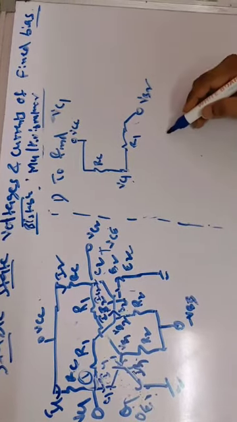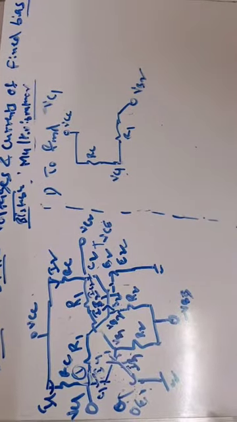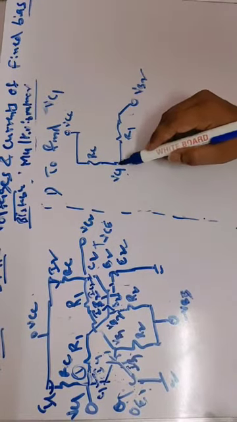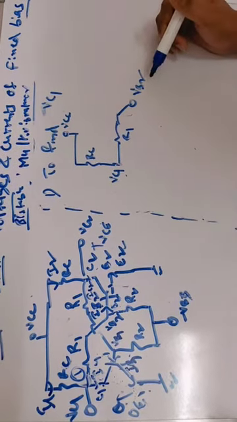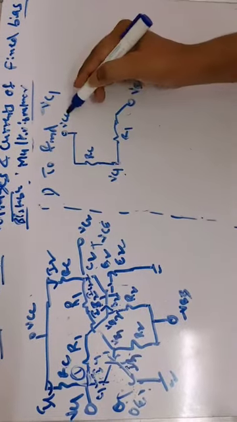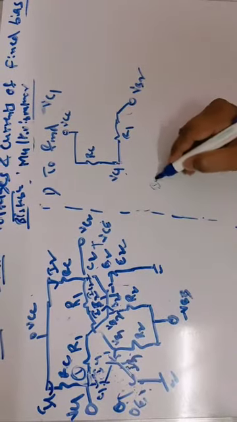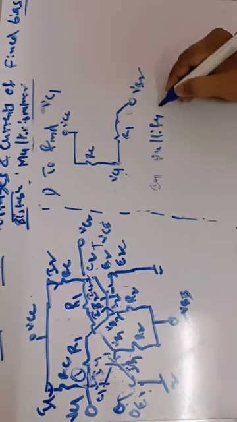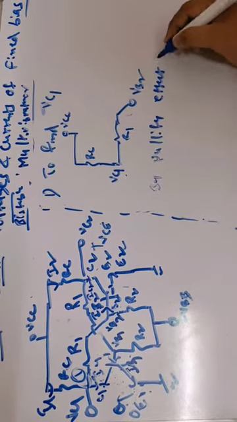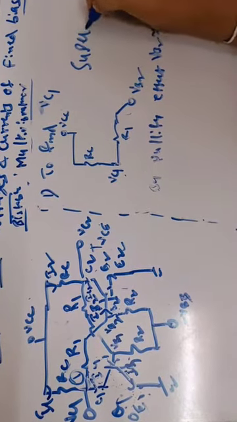So we can apply the superposition principle here. What is the superposition principle? The total response at a particular point is equal to the sum of individual responses, considering one source at a time and nullifying the effect of the other source. So let us consider the effect of VCC by nullifying VB2, that is, VB2 is equal to 0. We apply the superposition principle here.